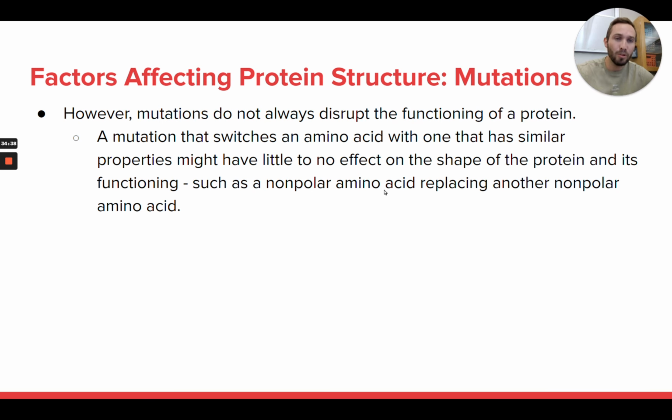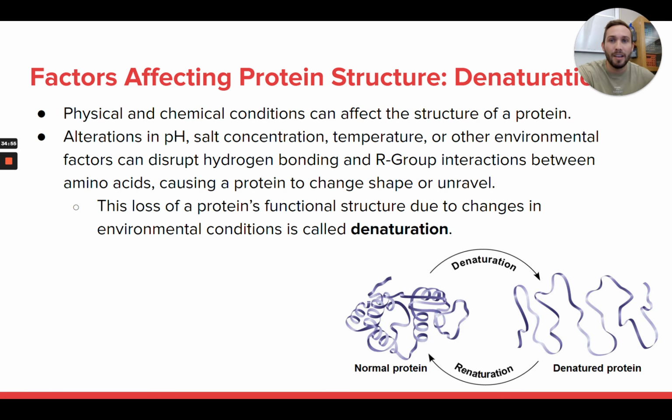Like if you took a non-polar amino acid and it gets switched with a different amino acid that is also non-polar, it could be true that that protein ends up folding the same way, because those are very similar amino acids, and really that mutation didn't cause the protein's function to be ruined. So that happens sometimes too. So that's mutations. Now, another thing that could affect the structure of a protein is something called denaturation.